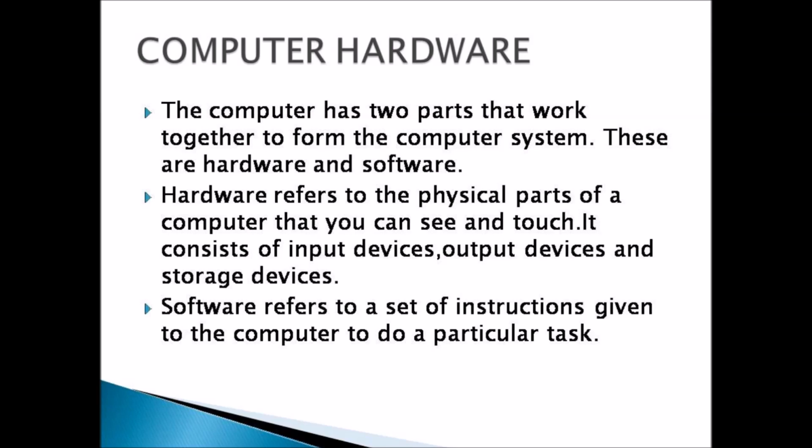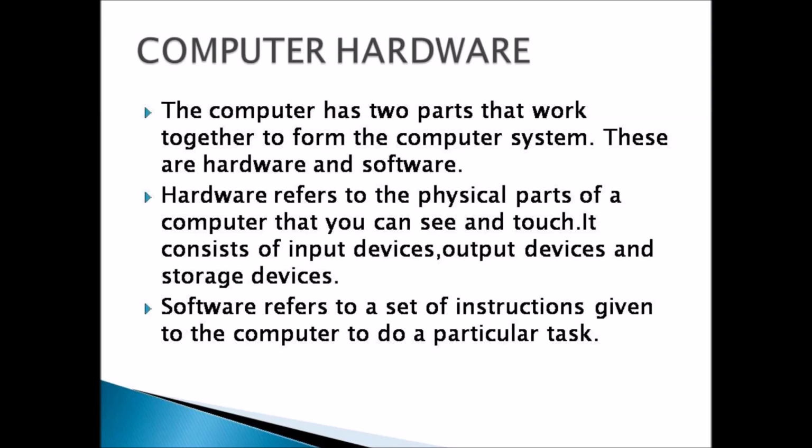Okay, children, here the computer has 2 parts that work together to form the computer system. They are hardware and software. Okay, children, the 2 main important parts of the computer system are hardware and software. Hardware refers to the physical parts of a computer. What is meant by hardware, children? Hardware means the physical parts of the computer that we can see and touch.